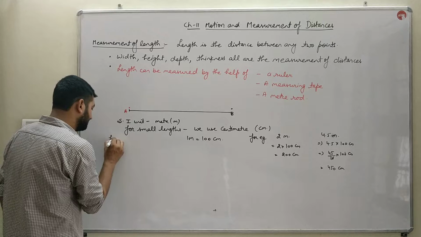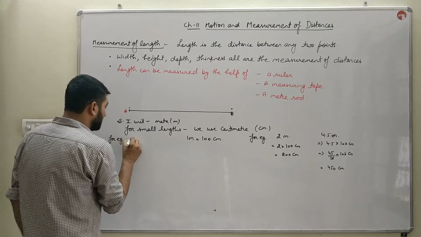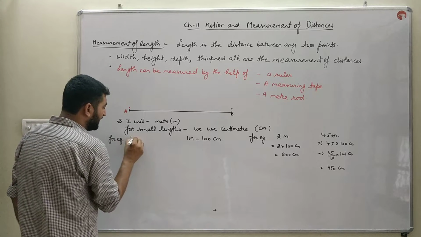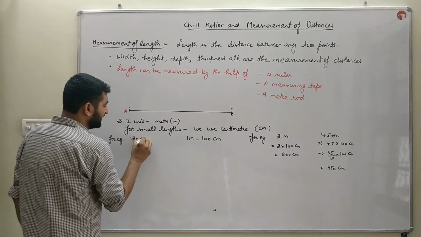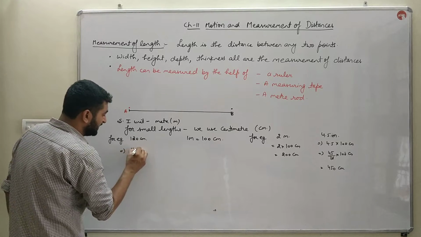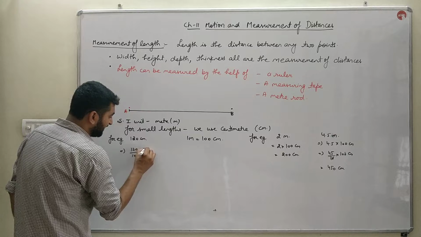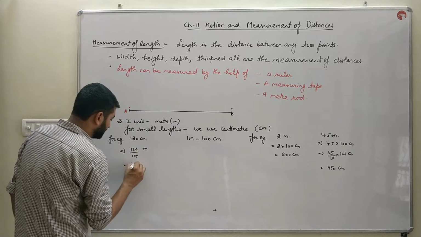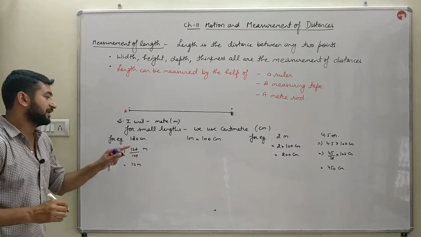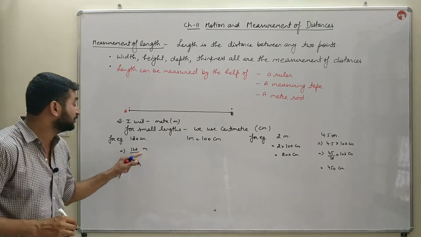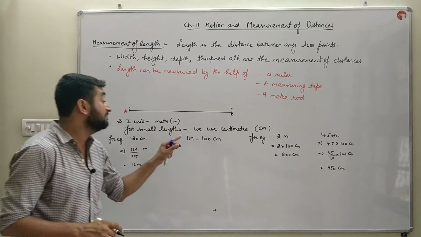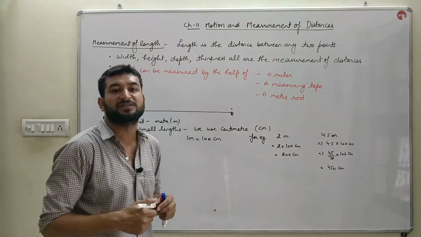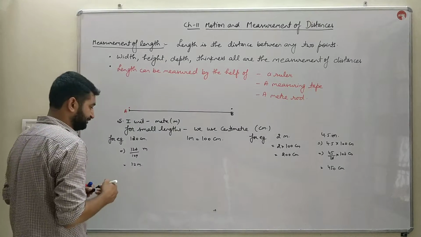For example, if someone asks you how many meters are there in 120 centimeters, then what we have to do? We have to divide it by 100. That will be equal to 1.2 meter. तो अगर बच्चे सेंटीमीटर को मीटर में कन्वर्ट करना है तो 100 से डिवाइड करेंगे, और अगर मीटर को सेंटीमीटर में करना है तो 100 से मल्टीप्लाई करेंगे.